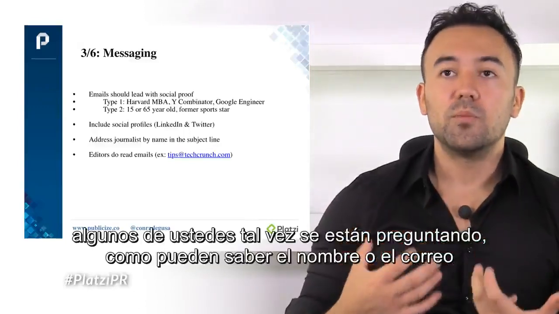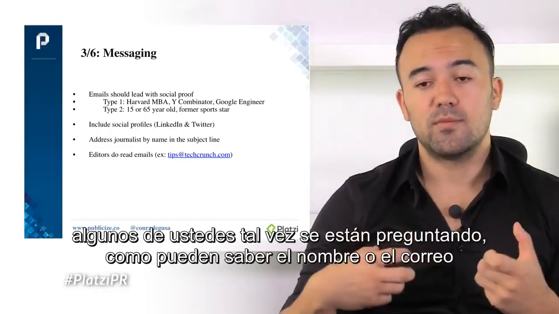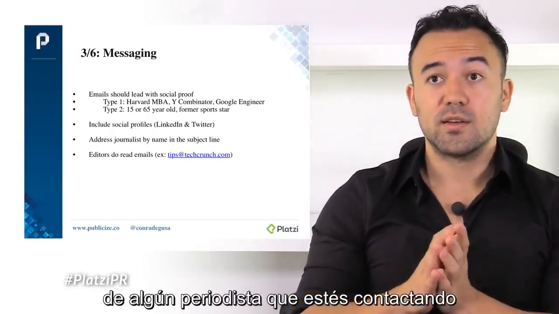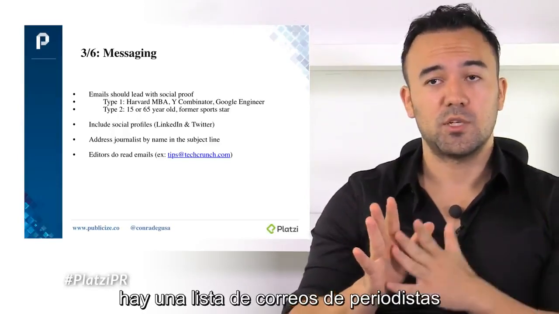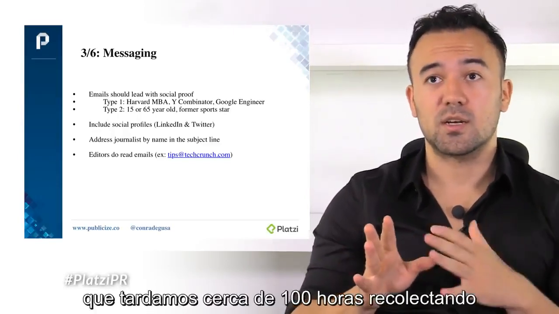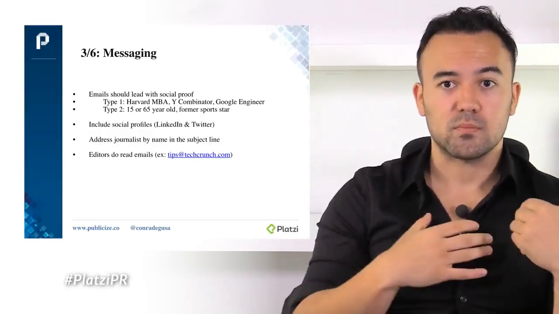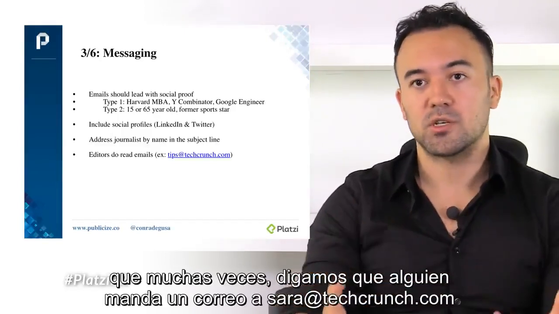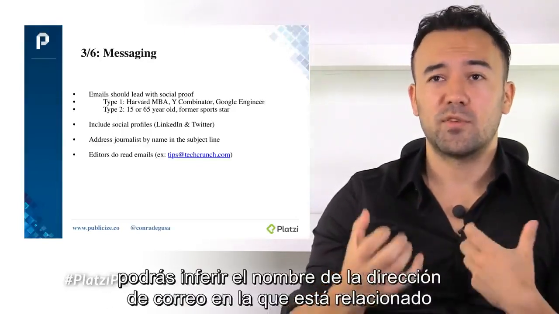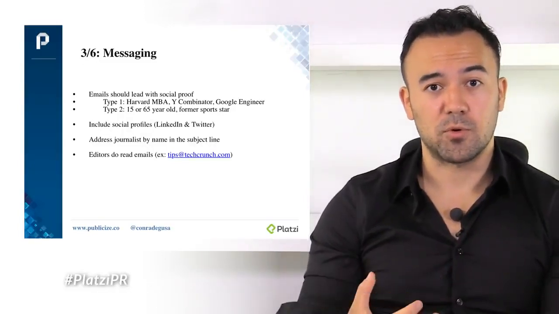Some of you might be wondering, how can I know the name or the email of the journalist that I'm contacting? The first thing is, in this Platzi presentation, I have a list of journalist emails that we spent close to 100 hours collecting, that each of you can use and access. The other thing is, let's say somebody's email is sarah@techcrunch.com, you'll be able to infer their name from the email address, which is really important.